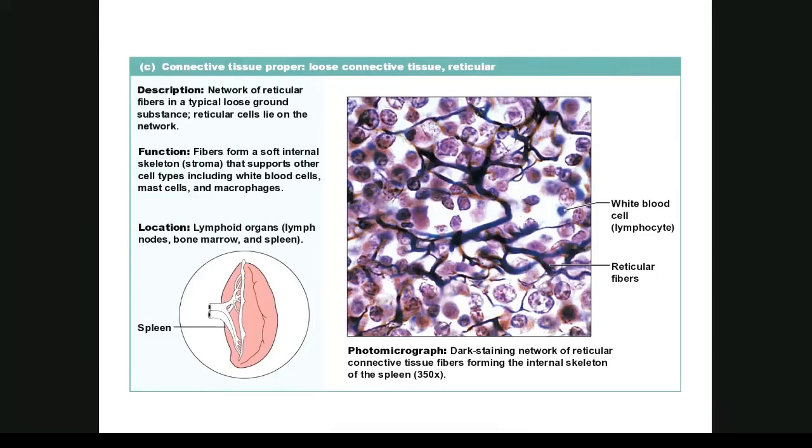Okay, loose connective reticular tissue. This is showing you a picture of a spleen, which I hate to say doesn't look much like a spleen in real life, but there it is. And the reticular fibers make the matrix, give the cells in the spleen, in your lymph nodes, a place to hang out. They form the stroma or the skeleton of these tissues.